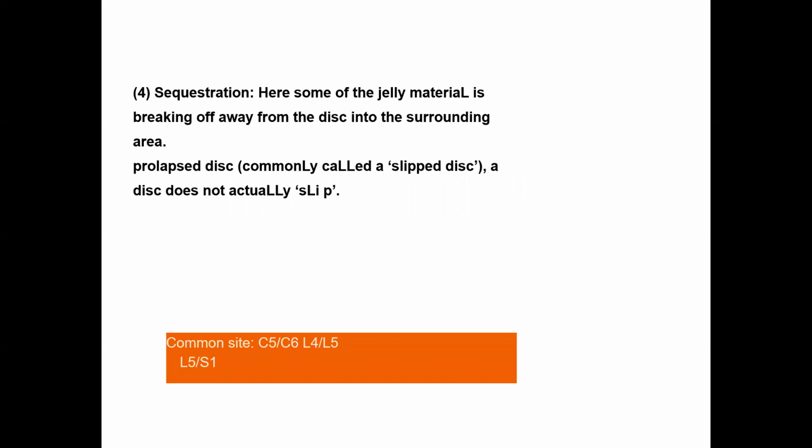Sequestration. Here some of the jelly material is breaking off away from the disc into the surrounding area. Prolapsed disc, commonly called slip disc. A disc does not actually slip. The common sites of it are C5, C6, L4, L5 and L5-S1. Moving forward to the next slide.